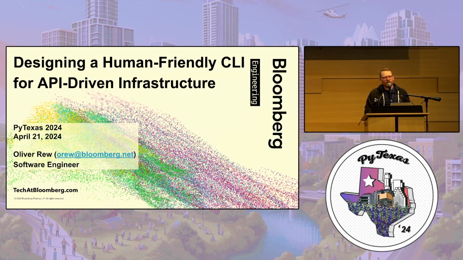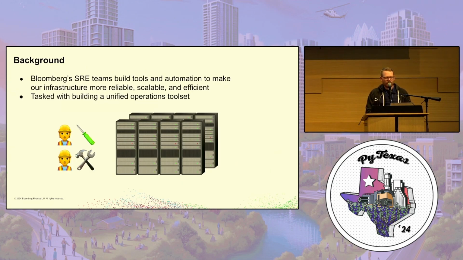I'm here today to talk to you about a tool that my team built and some of the design that went into it. So at Bloomberg, I'm on a team that builds automation and tooling to make our infrastructure more reliable, scalable, and efficient. Now, without getting into too many details, a while back, we were tasked with building a new tool. Its purpose was to unify the existing tools used by our operations teams, and in doing so, increase their repeatability and efficiency.